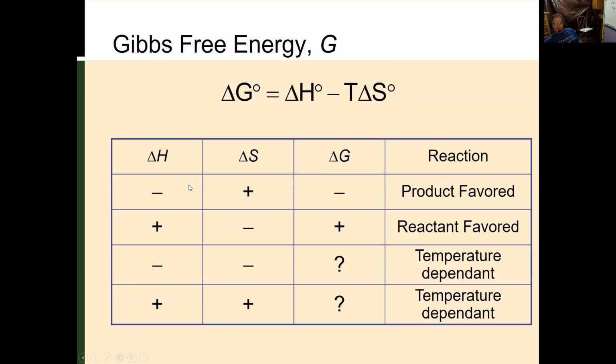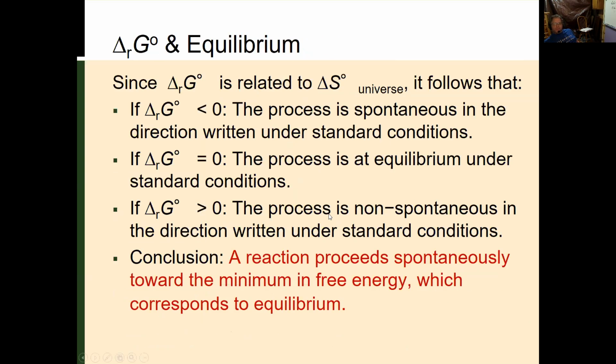Okay, so if I have an increase in enthalpy, in other words, I have an endothermic reaction that has a decrease in entropy, it's not going to be spontaneous. It's going to be reactant favored. You can read through this one. A reaction proceeds spontaneously towards the minimum in free energy, which corresponds to equilibrium.